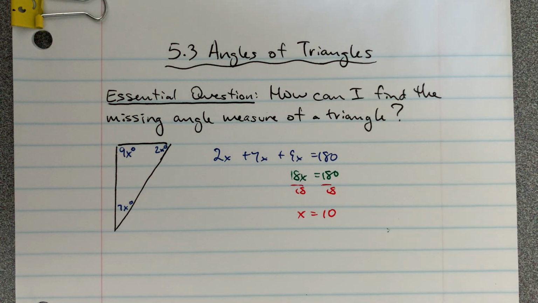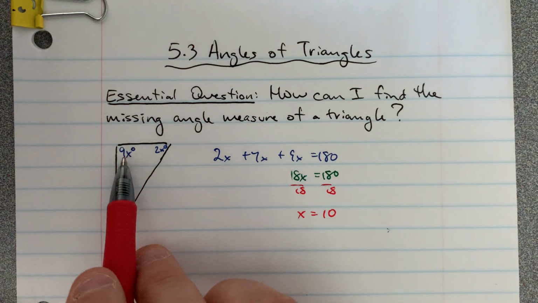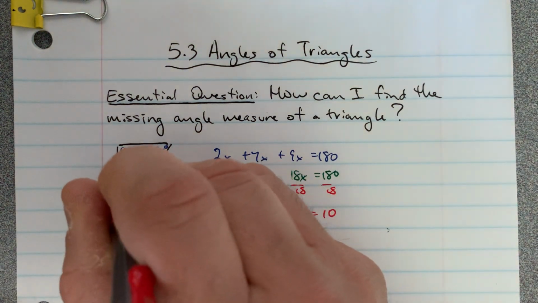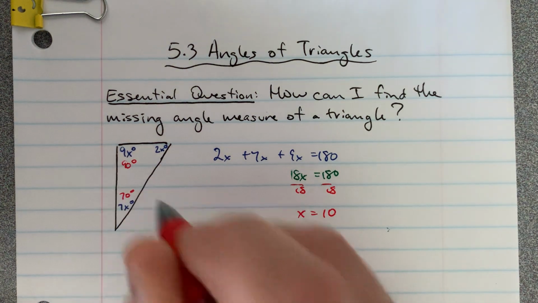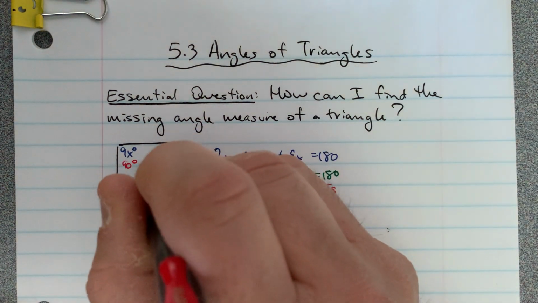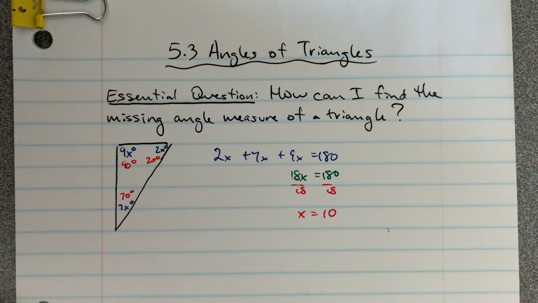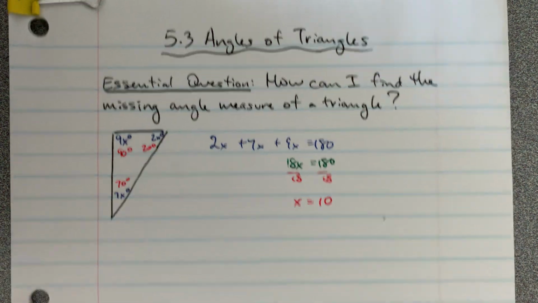So I'm going to plug 10 back in. This turns into 9 times 10, so that's 90 degrees. This turns into 7 times 10, which is 70 degrees, and this is 2 times 10, which is 20 degrees. Okay? That's how we can see it algebraically.